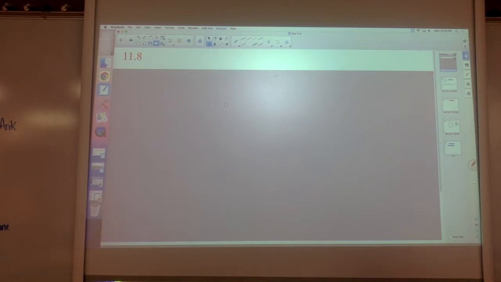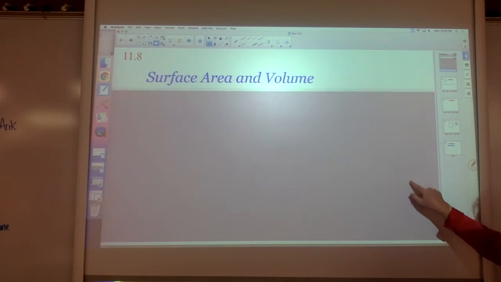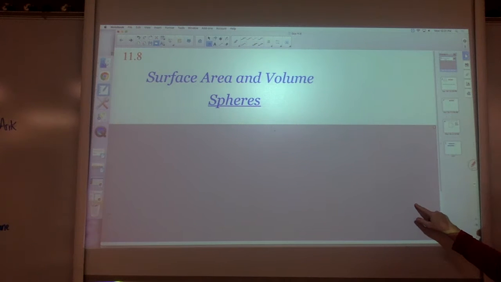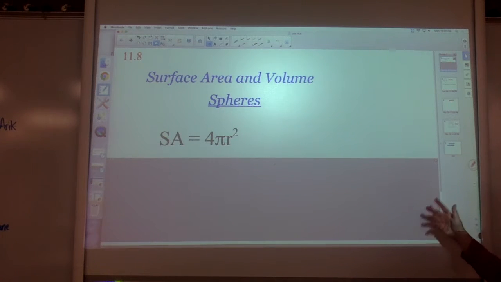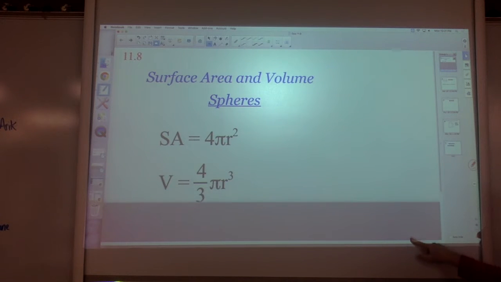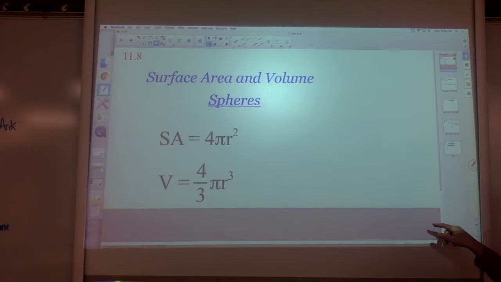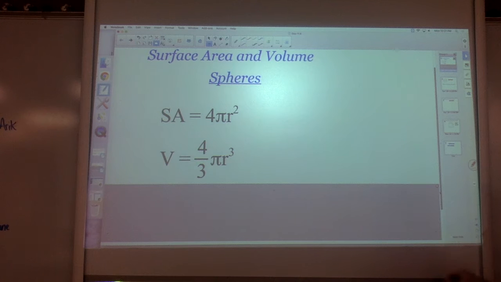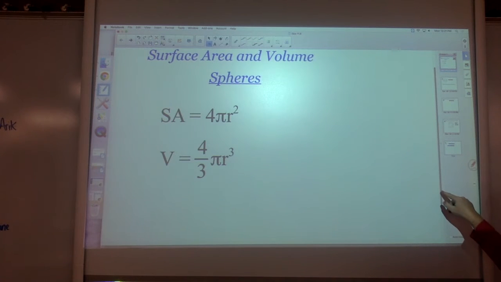All right, finishing up chapter 11 with section 11.8, surface area and volume of spheres. We're going to combine spheres into one day, surface area and volume. You just have to know the formula and how to plug in the answers. Surface area is 4 pi r squared, and the radius is from the center of the sphere to the edge. And volume is 4/3 pi r cubed.